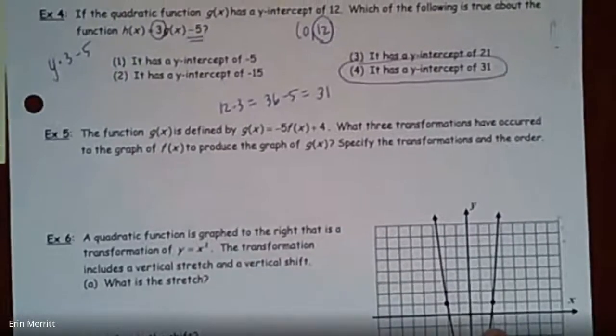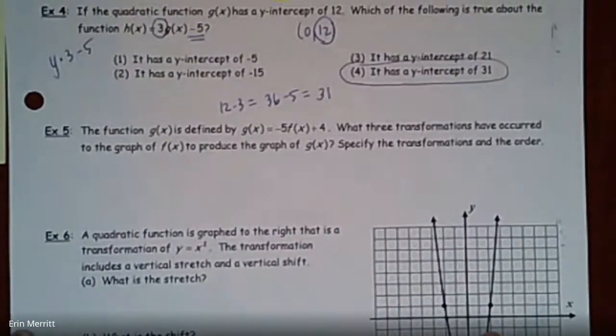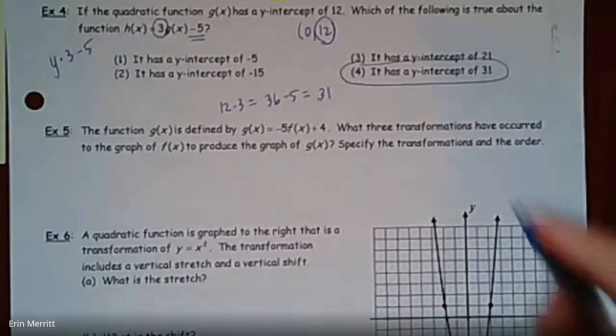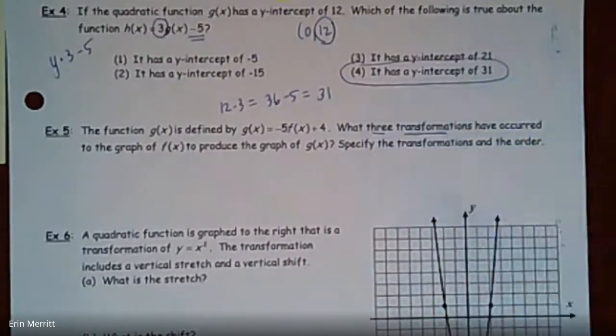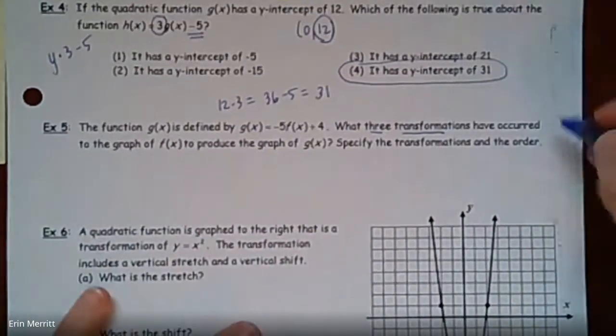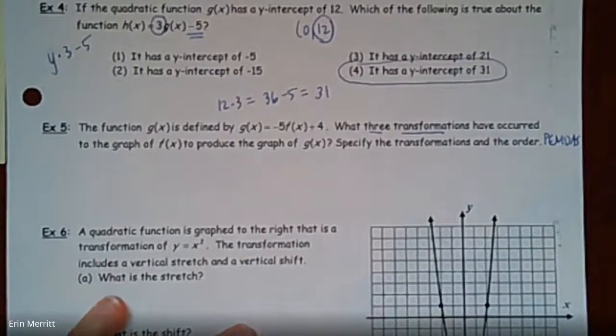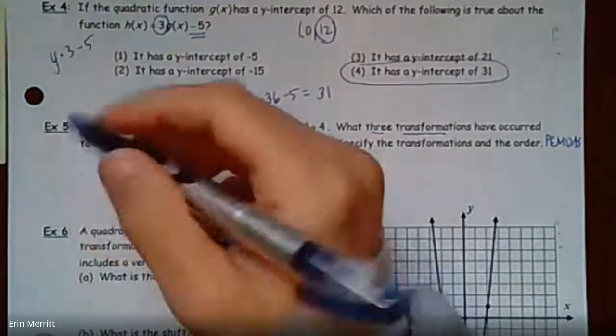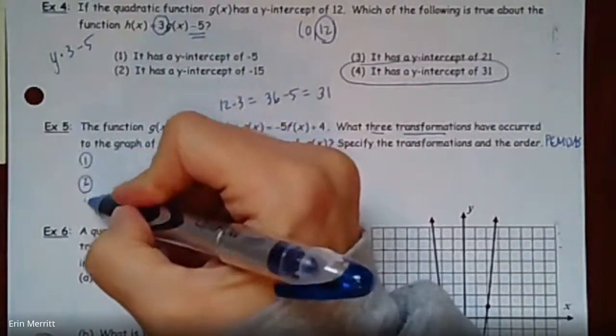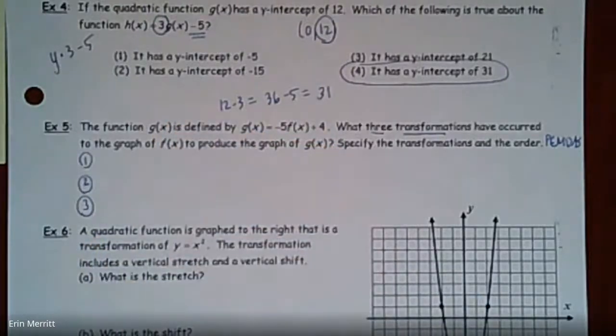last one. Number 5, the function g of x is given by -5 times f of x plus 4. What 3 transformations have occurred to the graph of f of x to produce the graph of g of x? And specify the transformations and the order. The order meaning, think again about PEMDAS. That's going to tell you the order. All right. So 3 transformations. So 1, 2, 3.